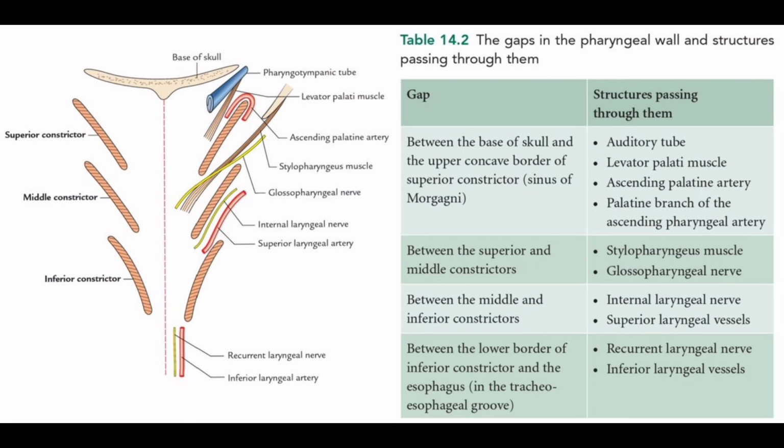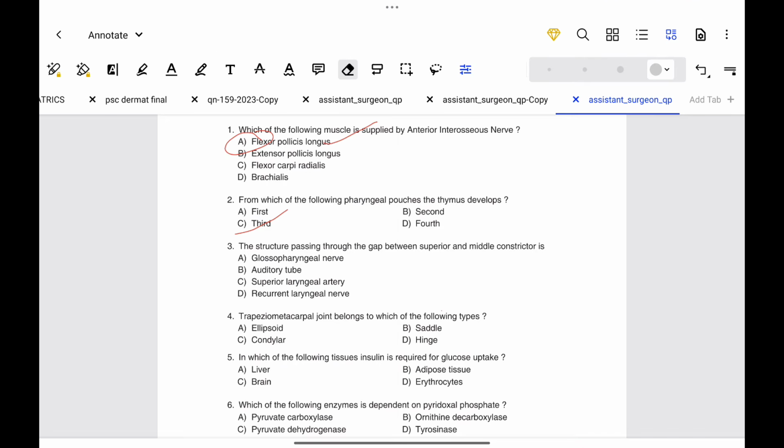The structures passing between the skull and superior constrictor is PALE structures. P is palatine branch of the ascending pharyngeal artery, ascending palatine artery, levator palatini muscle and eustachian tube. Between the superior and middle constrictor, the structures are stylopharyngeus muscle and glossopharyngeal nerve. Between the middle and inferior constrictor, internal laryngeal nerve and superior laryngeal vessel. Between the lower border of the inferior constrictor muscle and esophagus, the structures are recurrent laryngeal nerve and the inferior laryngeal vessels. Here the answer is glossopharyngeal nerve, option A.